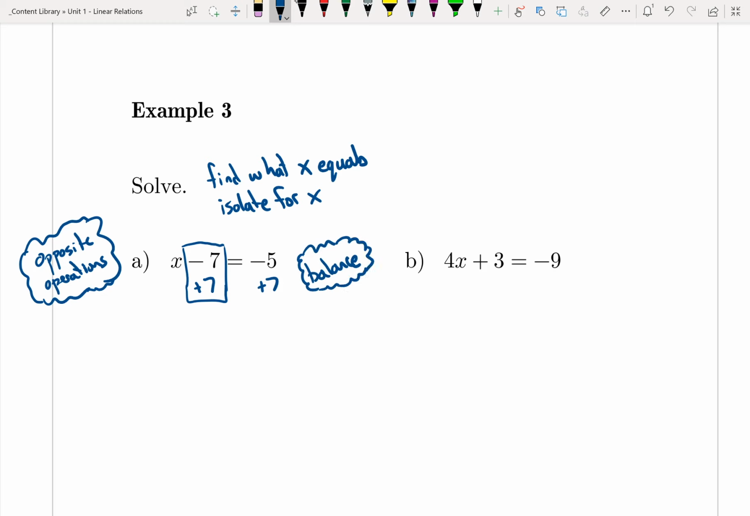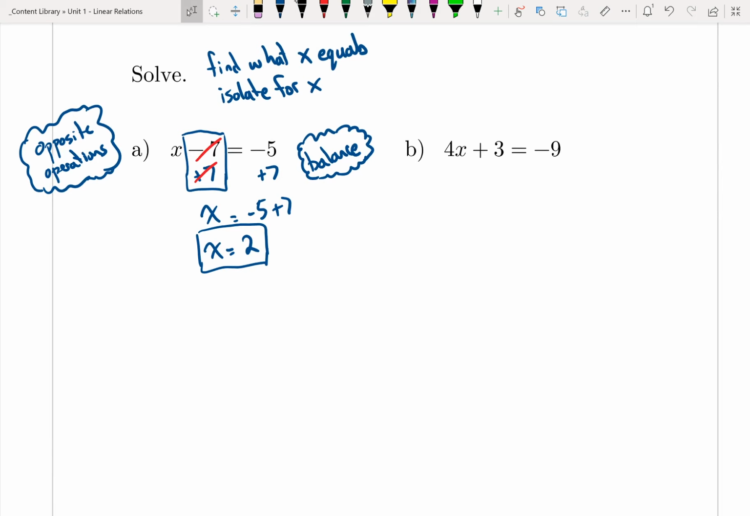So it cancels out on the one side, because if I minus 7 and add 7, it cancels out. So I get x equals negative 5 plus 7. I get x equals 2. That's my final answer.